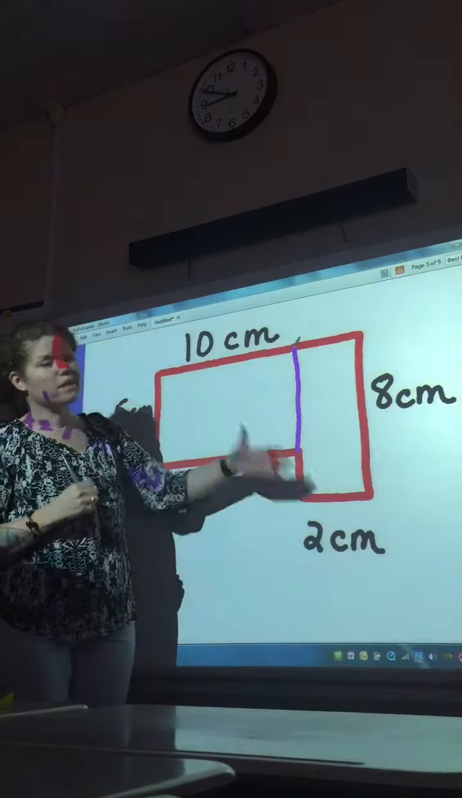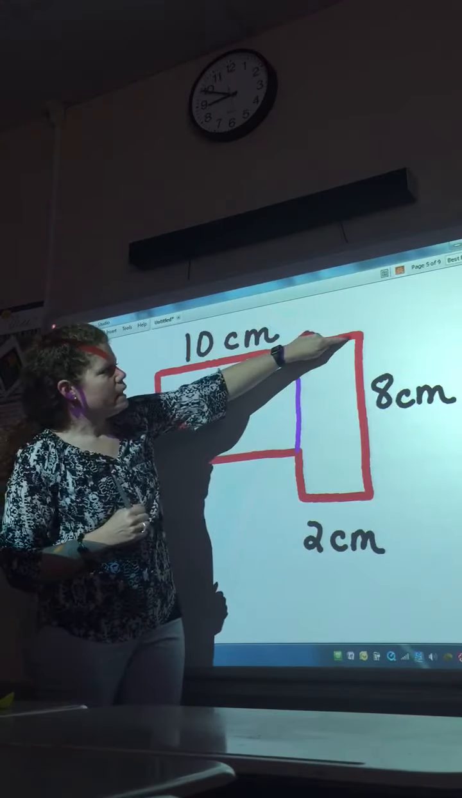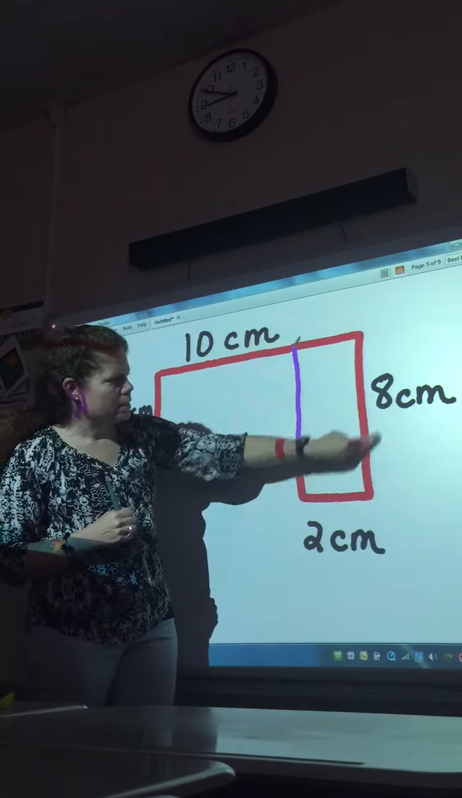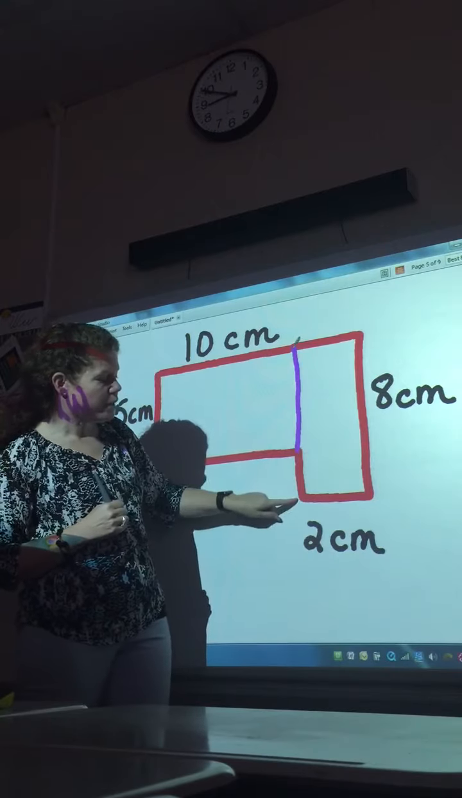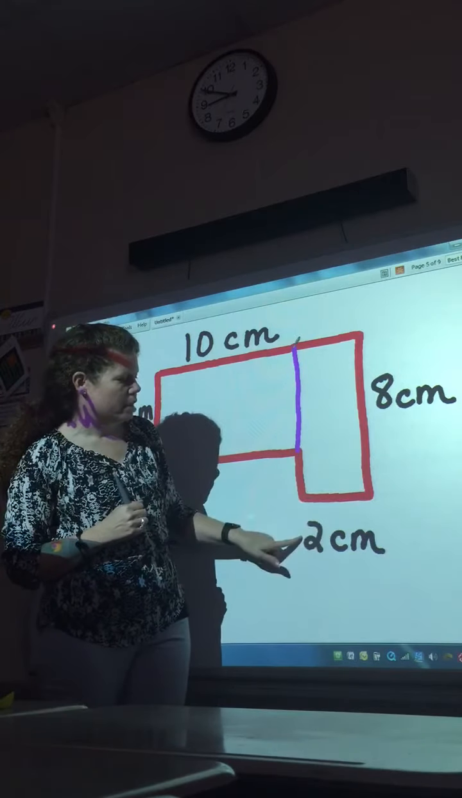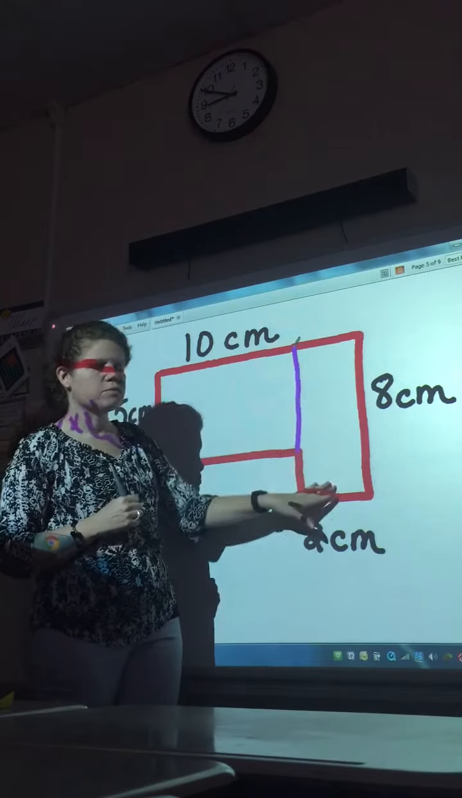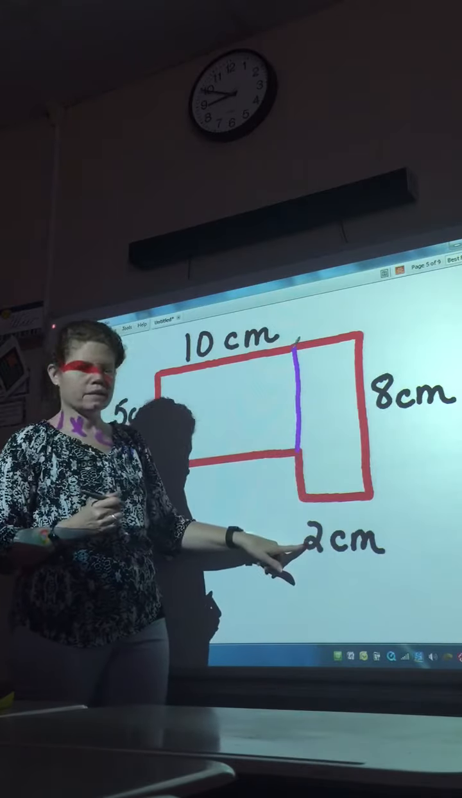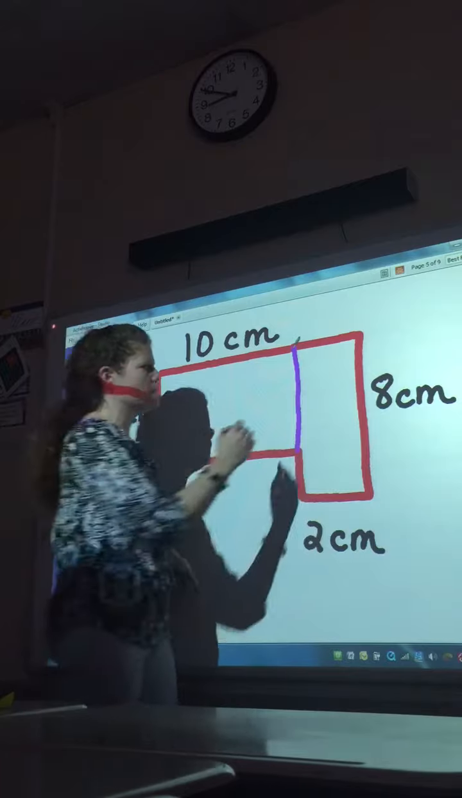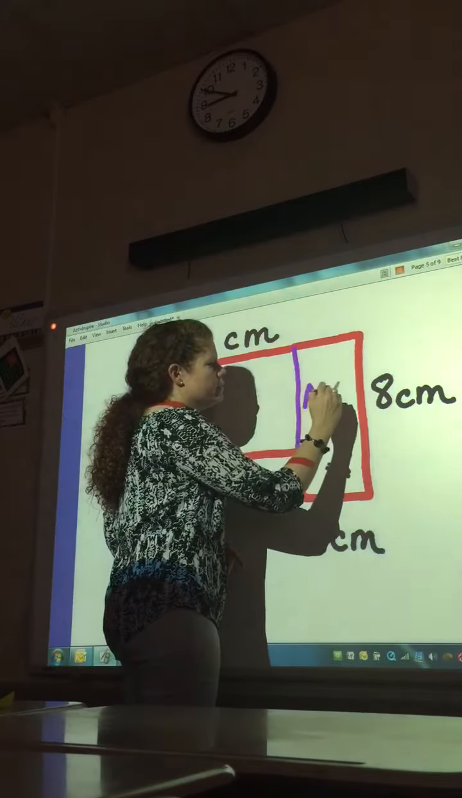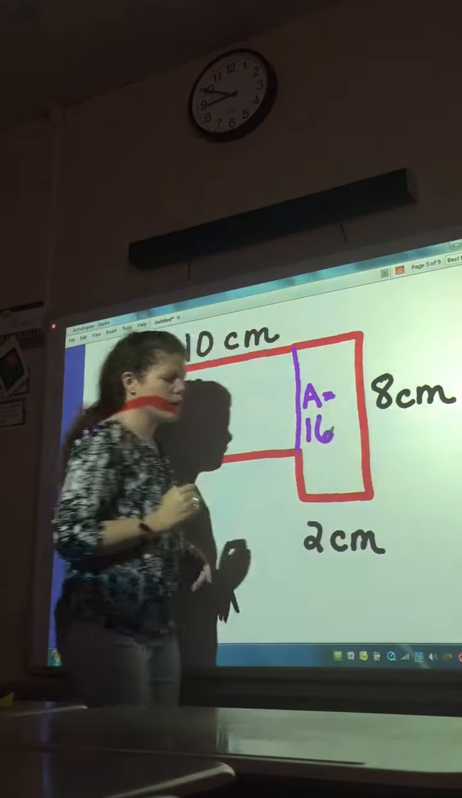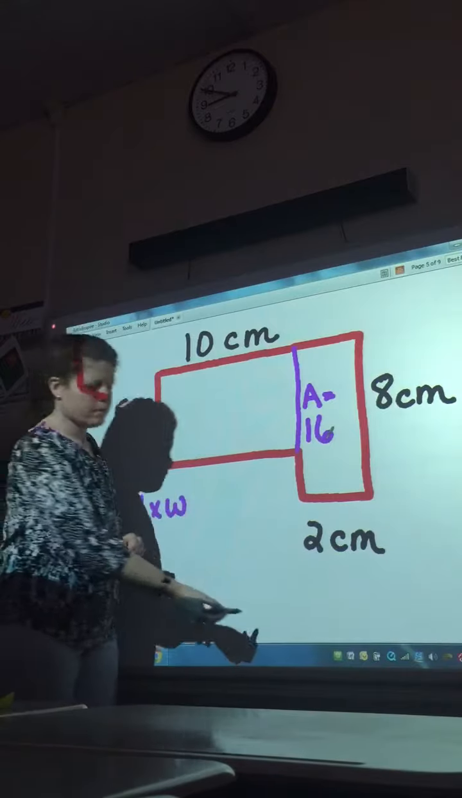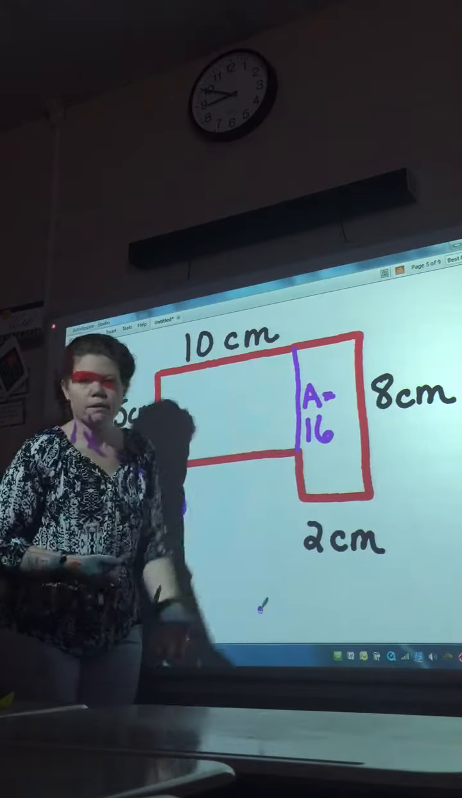This one we'll start with because it's the easiest. We know that the length is 8. From here to here is 8 centimeters. We know that the width is 2. From here to here is 2 centimeters. So to find the area of this rectangle, very simple. All you do is 8 times 2, or length times width, and 8 times 2 is 16. So our area is 16 square centimeters. Pretty simple there. So this one is already done.